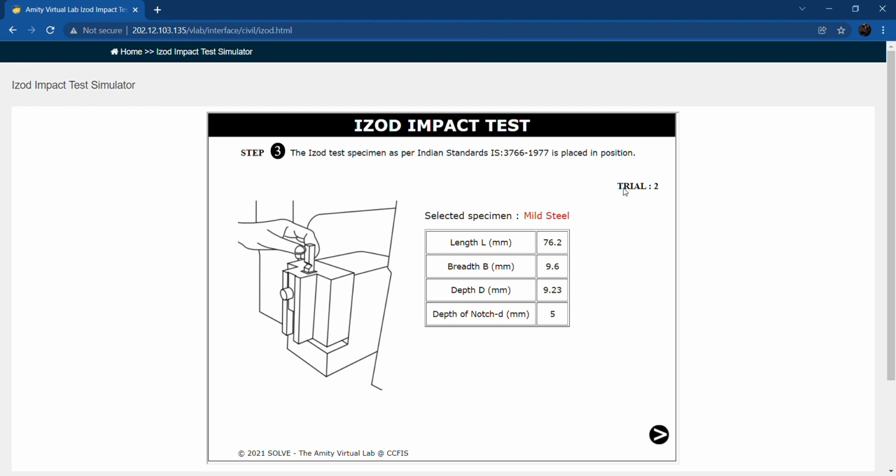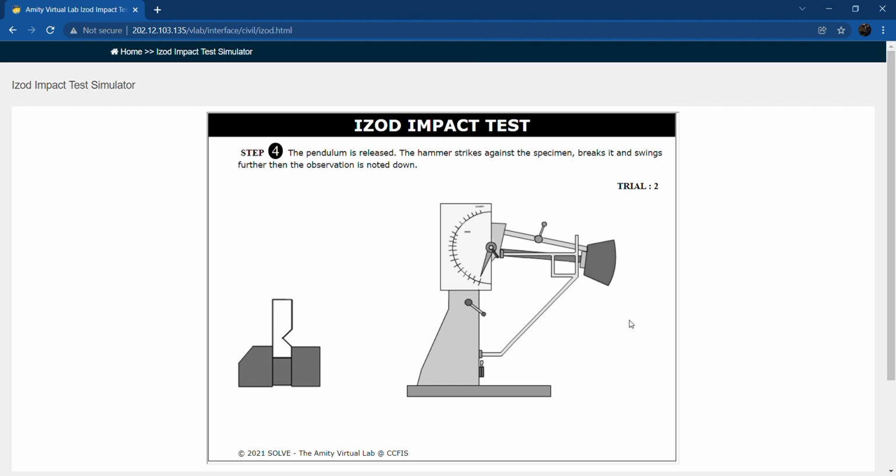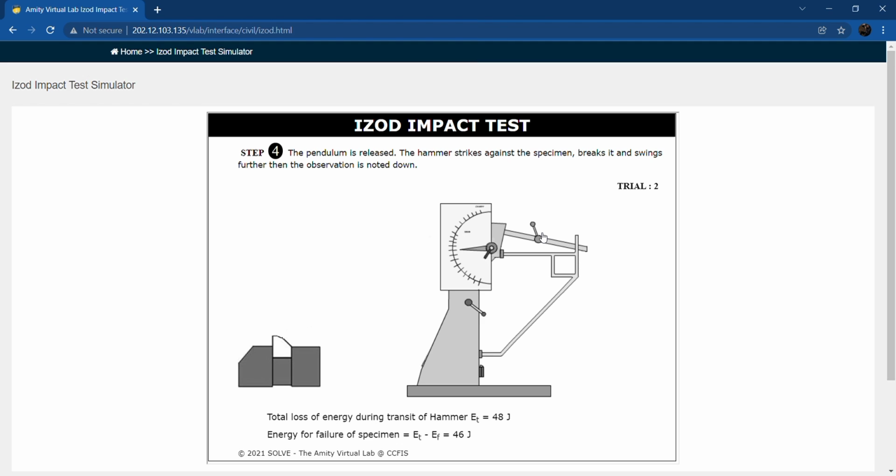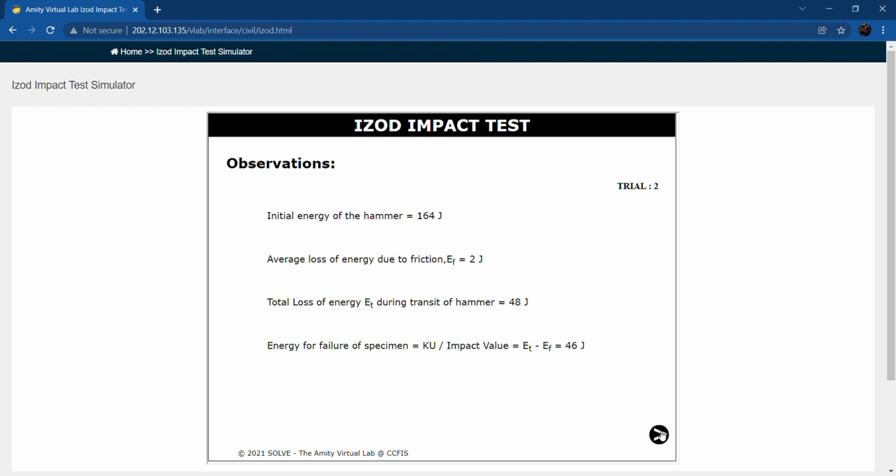So, repeating it again for trial 2, the length will be 76.2, breadth B is 9.6, depth D is 9.23, and depth of notch D is 5. Repeating again for trial 2. Trial 2 is a success. Total loss of energy during transit is 48 joule. Total energy loss for failure of specimen is 46 joule. This is the observation for trial 2.